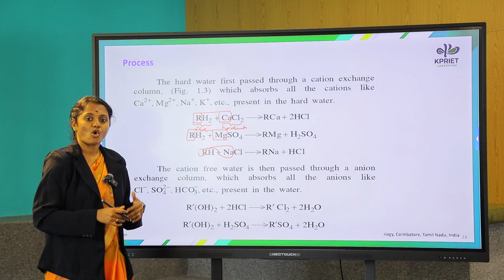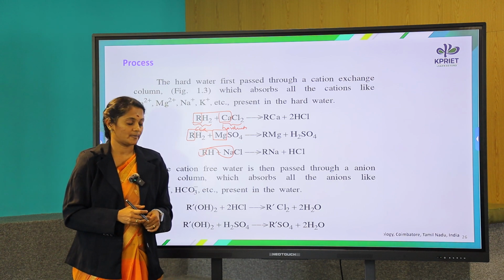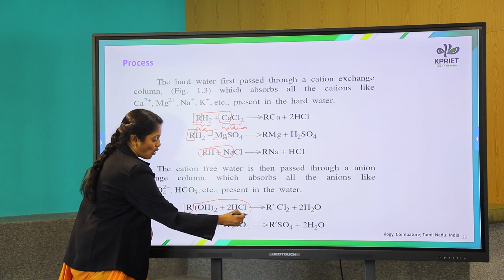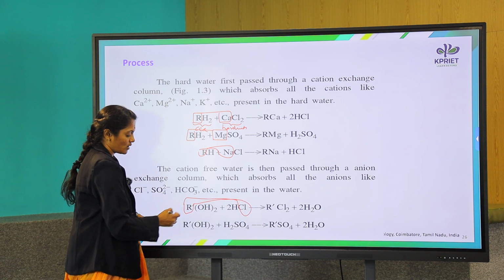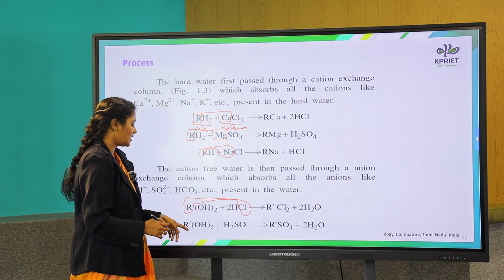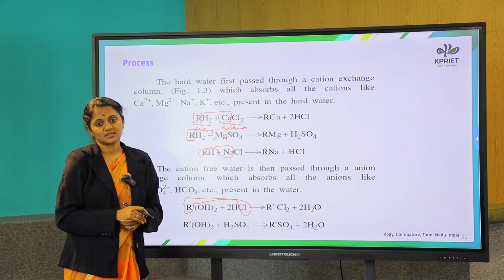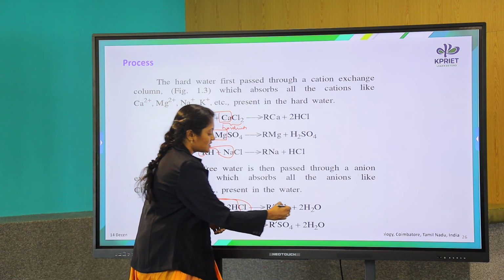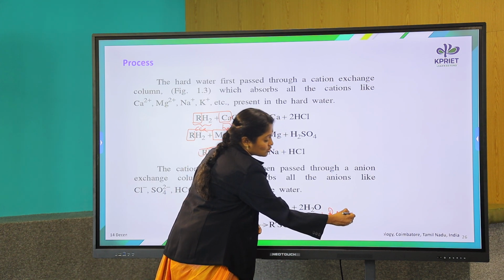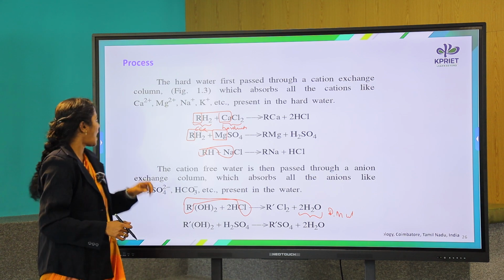Here it absorbs all the anions. The anions are the negatively charged ions present in the water. When you see here, this R(OH)2 will remove all the chloride ions present in the water, giving R-Cl2 plus 2H2O. Here R(OH)2 plus H2SO4 gives R-SO4 plus 2H2O. The water which comes out from the anion exchanger is called demineralized water. The water will be free from all the cations and anions.